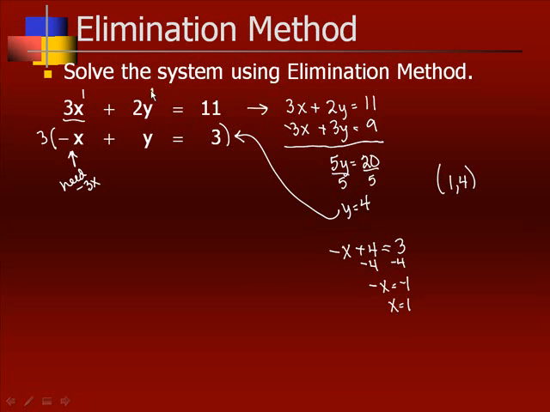Let's check it. X is 1, y is 4. 3 plus 8 is 11. 1, 4. Negative 1 plus 4 is 3. So our solution would be (1, 4).